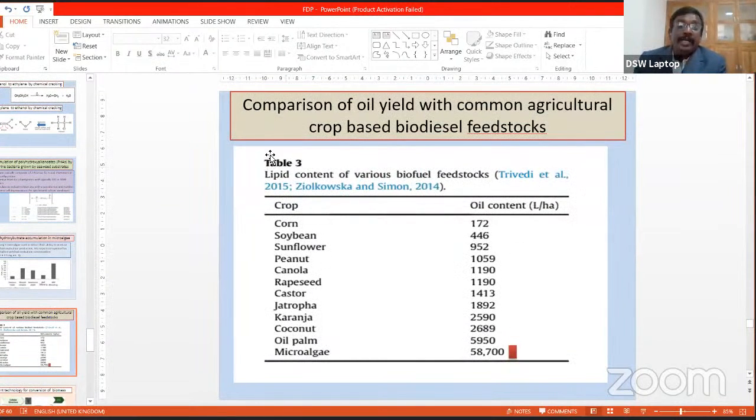If you compare the oil content of microalgae with that of other commercially designated crops, 58,700 liters per hectare of biodiesel yield is possible by cultivating microalgae, compared to any other crop. So the choice of microalgae for oil production is far superior to any other crop.